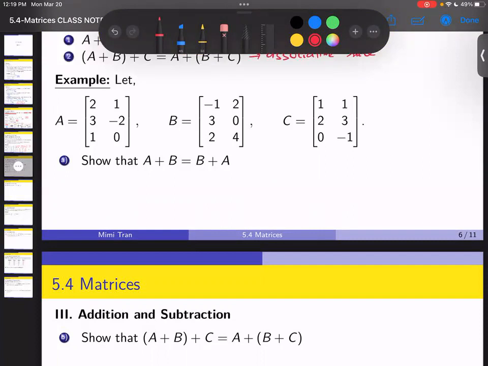Show that A plus B equals B plus A. Let's do A plus B. 2 plus -1 is 1. 1 plus 2 is 3. 3 plus 3 is 6. -2 plus 0 is -2. 1 plus 2 is 3. 0 plus 4 is 4. And that is equal to B plus A. You can try the other way around. -1 plus 2 is 1. 2 plus 1 is 3, etc.